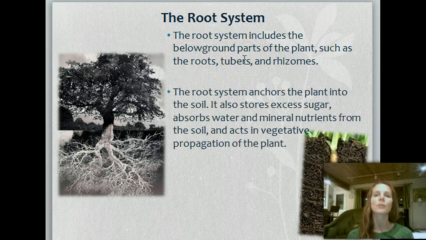The root system anchors the plant into the soil. It also stores excess sugar that's made via photosynthesis, absorbs water and nutrients from the soil, which is really important, and acts in vegetative propagation of the plant, okay? So it's really important for that plant growth. That root system has to be really spread out, depending on the kind of root system, because here's a root system from a carrot, which is more of a taproot, okay?